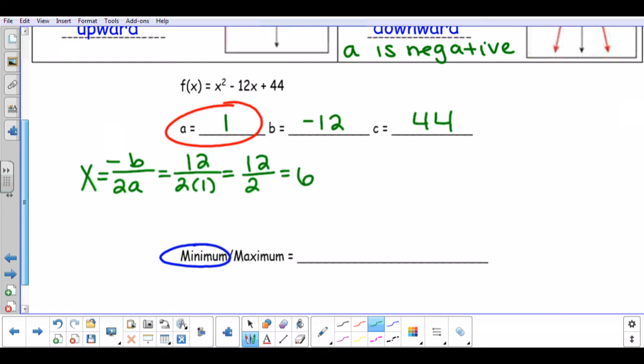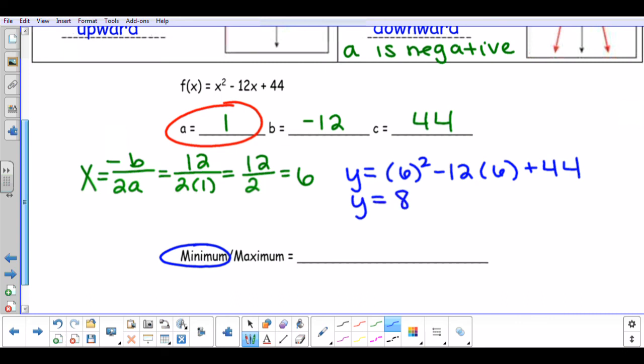Now I can take that 6 and I can plug it into the formula of the problem. So I'm going to have y equals 6 squared, subtract 12 times 6, plus 44. I'm going to type that into my calculator to get my y-coordinate. My y-coordinate ends up being 8. So the vertex here would be at (6, 8), and that would give me a minimum value of 8.